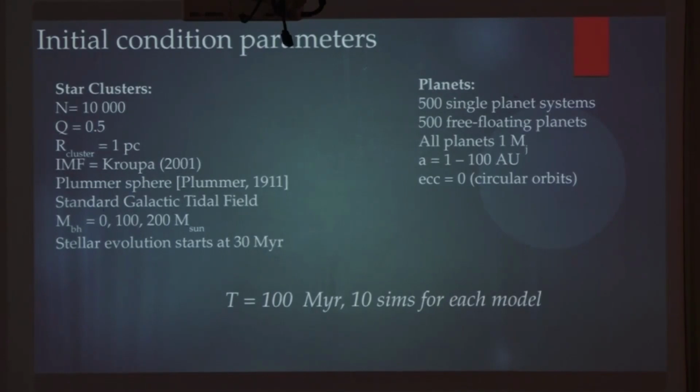So I will go through the initial condition here. You already saw this one. The major difference compared to before is that, of course, we have an IMBH in the cluster center of 0.